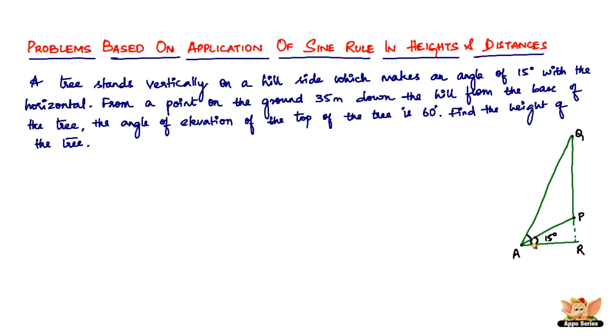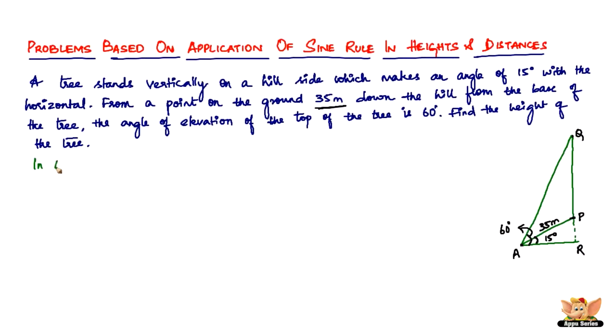So this entire angle here, the angle of elevation of the top of the tree is 60 degrees, and one more important thing is 35 meters. 35 meters down the hill from the base of the tree. This is the base of the tree. So AP is 35 meters. So we've got that much data.